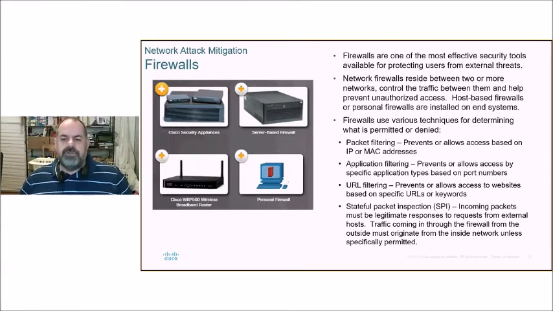Firewalls use various techniques for determining what is permitted or denied. So you can do packet filtering. Packet, of course, is layer 3. You have authorized IP and MAC addresses and unauthorized, and so you can block that way. Application filtering, and you do that based on port number, so some applications are allowed to go through, some are not. URL filtering, so basically you might have a white list where these are the approved places you can go, or a black list saying these are where you cannot go.